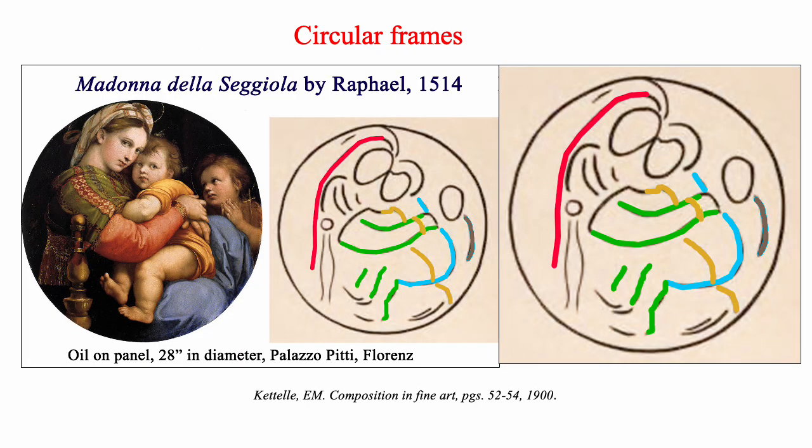This picture is composed of a series of opposing curves. We have the red curve representing the mother and the blue curve representing the baby. And then we had the green curves for the arms and the legs, opposing both the red one and the blue one. And then we have the sleeves opposing the green lines.